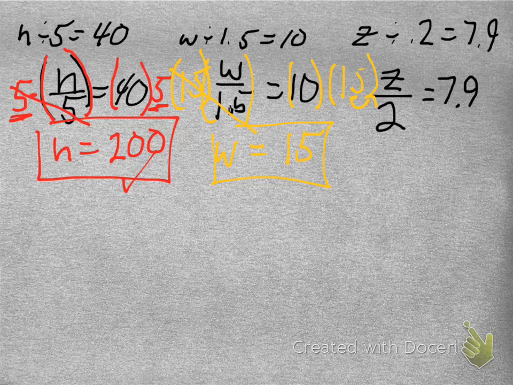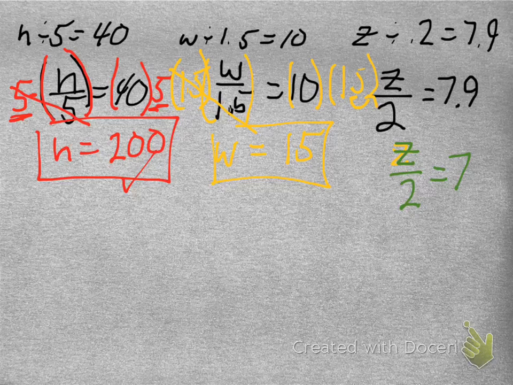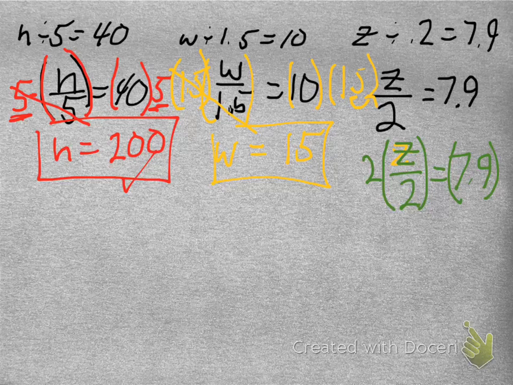The last one, we're a little bit out of room here. Why don't I rewrite this for you? This is z divided by 2 equals 7.9. All right, what do we do on both sides? We're going to multiply by 2. Because you're dividing z by 2, we multiply by 2 on this side, and we also have to multiply by 2 on the right. These will cancel out, and we'll get z. On the left we get z, and on the right, 7.9 times 2 gives us 15.8. So double check your math, and that's what you should get.